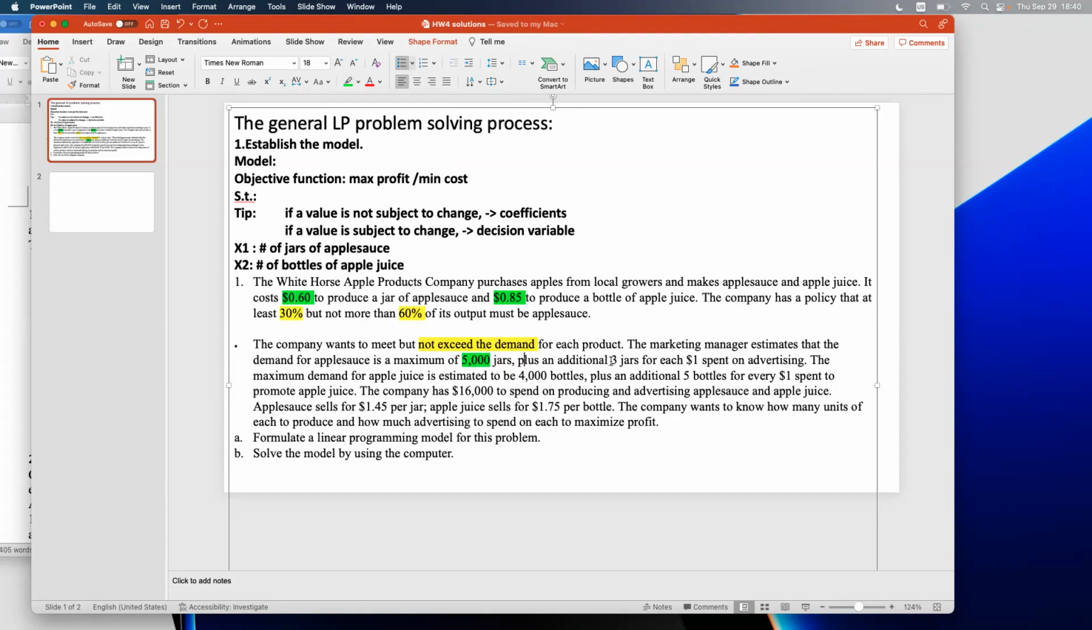And plus an additional 3 jars for each dollar spent on advertising. So basically, this sentence tells us if you spend $1 on advertising the applesauce, you can sell three more jars. So if we spend only $1 for advertising of the applesauce, we can expect a demand of 5,003 jars. So that's another formula.